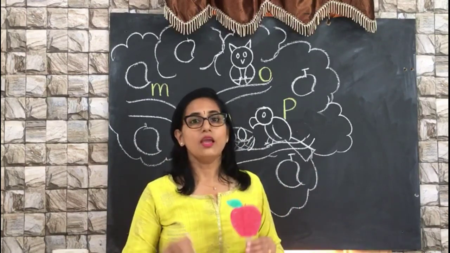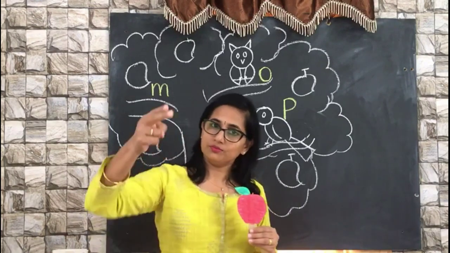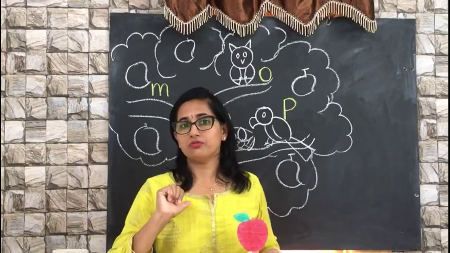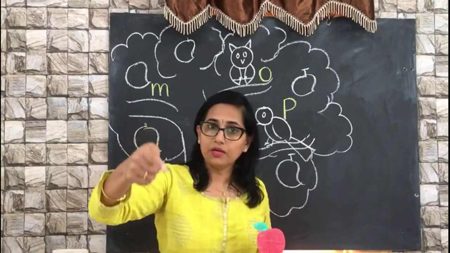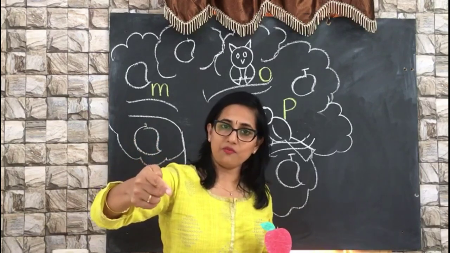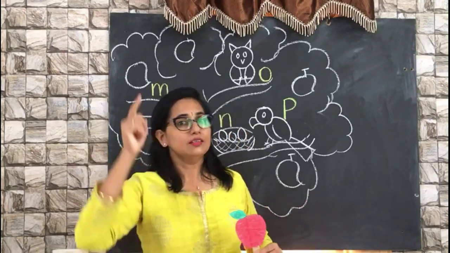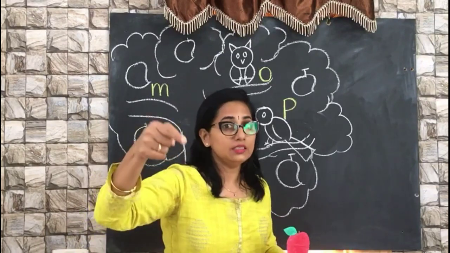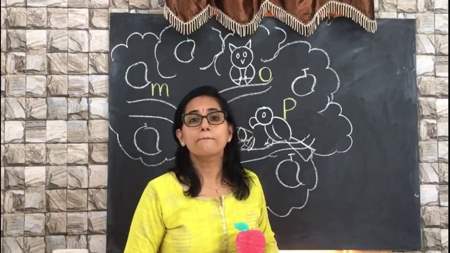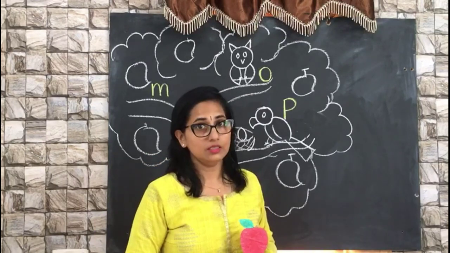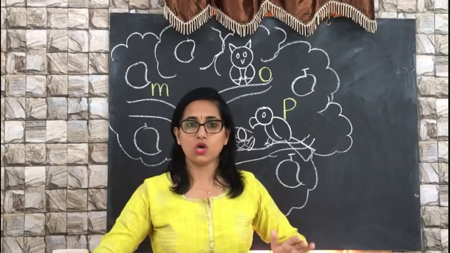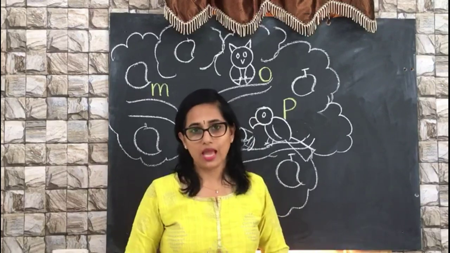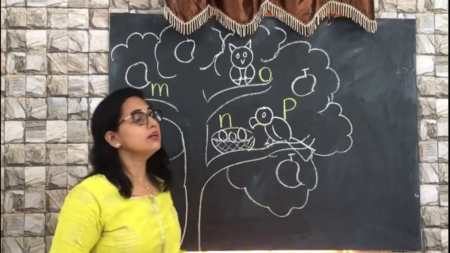Just see how to do. A is for apple. Now it's your child's turn. A, apple. B is for ball. It's our turn. B, ball. The same way. C is for cat. K, cat. D is for dog. D, dog. The same way you can repeat the song. I have already uploaded the entire song on our channel. Please look into that.